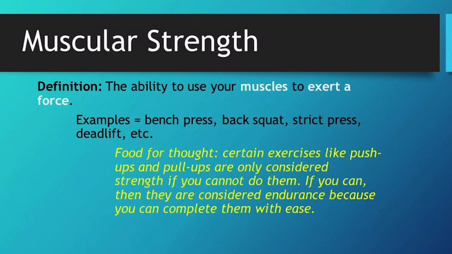Muscular strength. Definition: the ability to use your muscles to exert a force. Examples are bench press, back squat, strict press, deadlift, etc. This basically means that you have to move something that has weight on it in order for your muscles to grow. The heavier the weight, the stronger your muscles will grow, but you also have to take time for your muscles to adapt to different loads of weight to lift them without injuring yourself.